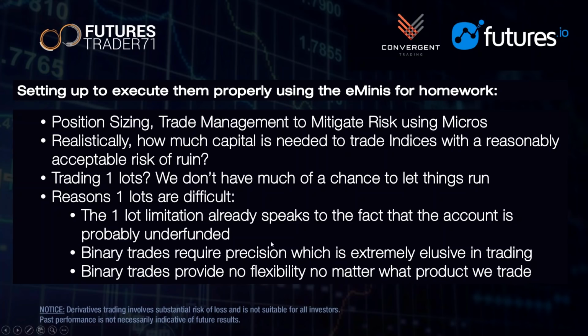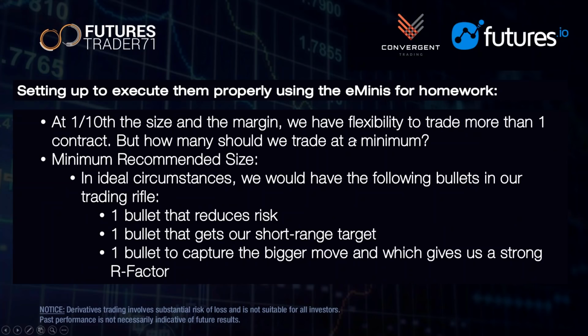Reasons one lots are difficult. The one lot limitation already speaks to the fact that the account's probably underfunded. So you're trading one lots, chances are you don't have a $1 million account while you trade a one lot. Chances are you're trading a $1,000 account or $1,500 account or $700 account or worse, a $400 account. This means that binary trades require precision, which is extremely difficult and elusive in trading. Binary trades provide no flexibility no matter what product you trade.